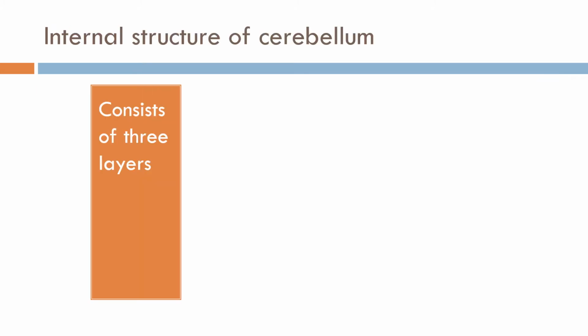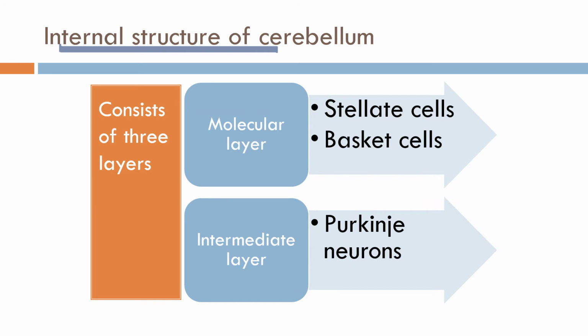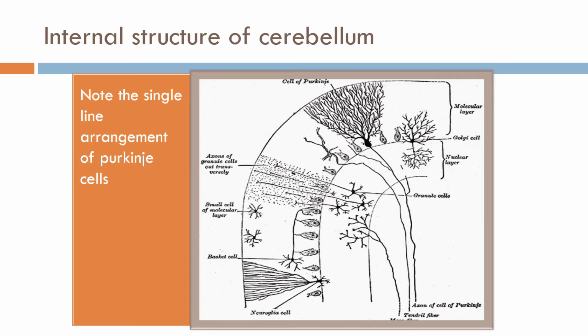Now we are going to see the internal structure of the cerebellum. Internal structure of the cerebellum, or the histology of cerebellum, or the microstructure of the cerebellum, consists of three layers. So outer molecular layer, which consists of stellate cells and basket cells. Intermediate layer, which consists of Purkinje neurons. So you can appreciate in this, this is the outer molecular layer, and this is the inner layer, and this is the middle Purkinje layer.